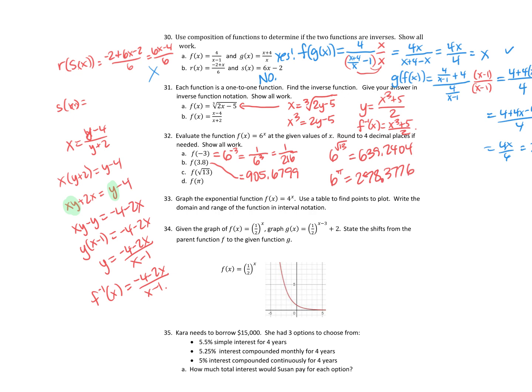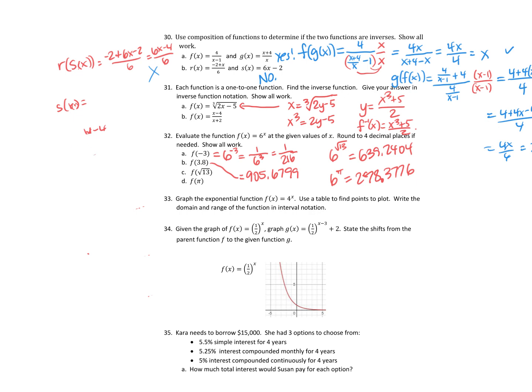Graph the exponential function f of x equals 4 to the x and use a table to find points to plot. Write the domain and range in interval notation. Okay, so I can use a table to find some points to plot. If I plug in 0, I'm going to get 4 to the 0, which is 1. If I plug in 1, I'm going to get 4 to the 1, which is 4. If I plug in -1, I'm going to get 4 to the -1, which is 1/4. So I can plot those 3 points just to get us started.